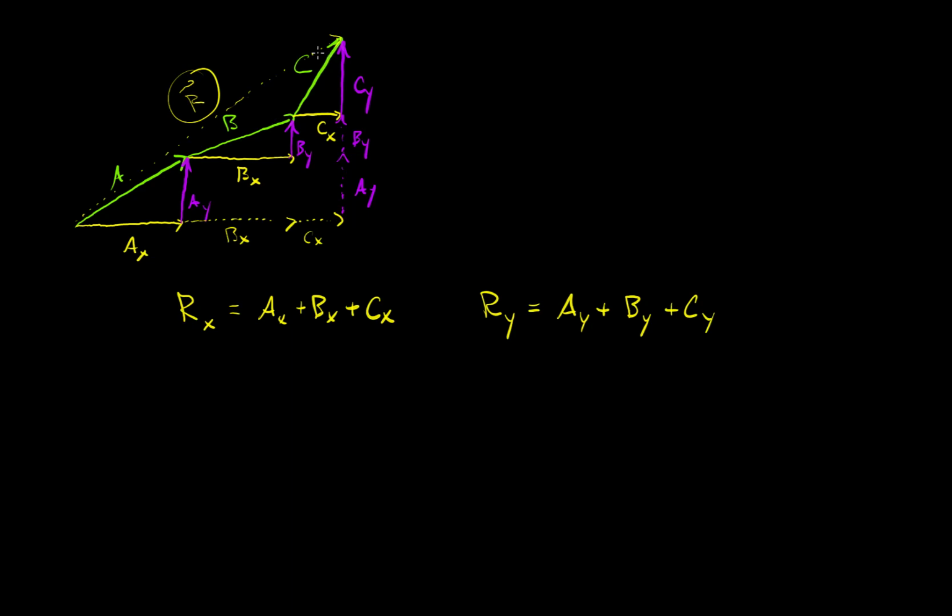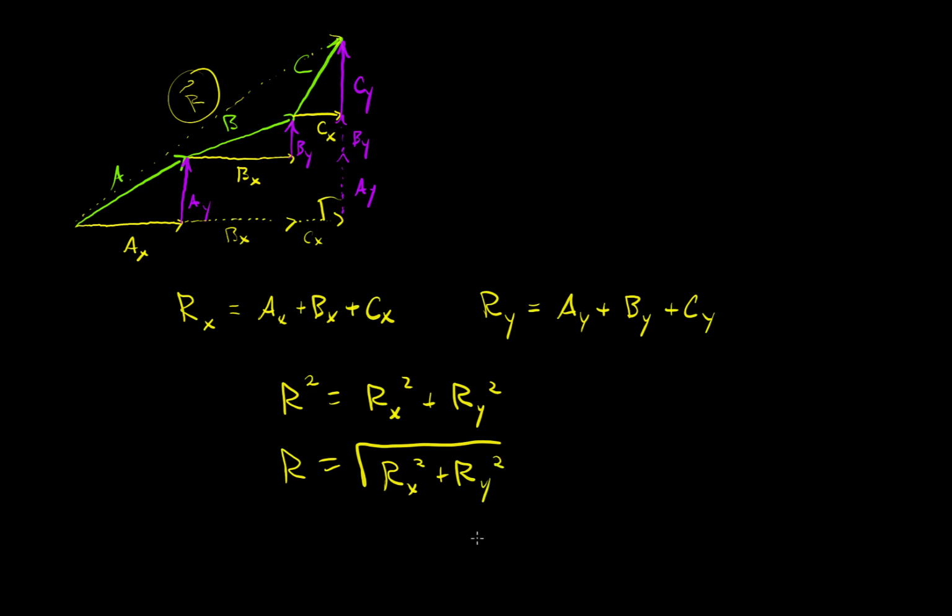And then to get the magnitude, so that would tell me how far this way and how far this way. To get the other side, that's Pythagorean theorem. So the Pythagorean theorem says that r squared is going to be rx squared plus ry squared, because those are the sides of a right triangle, this big right triangle. And so the resultant magnitude is the root of the sum of the squares. And that's how we put it back together.